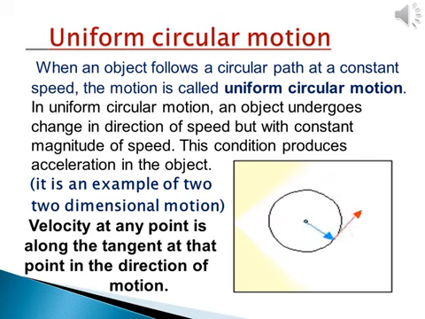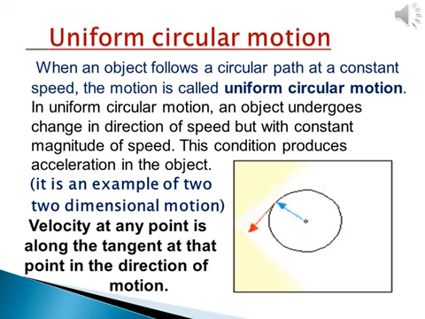Do you know what the conditions are to produce acceleration in a moving body? There are three conditions. First one is acceleration produced by change in magnitude of speed. Second one is acceleration produced by change in direction of speed. And third one is acceleration produced by change in both magnitude and direction of speed.